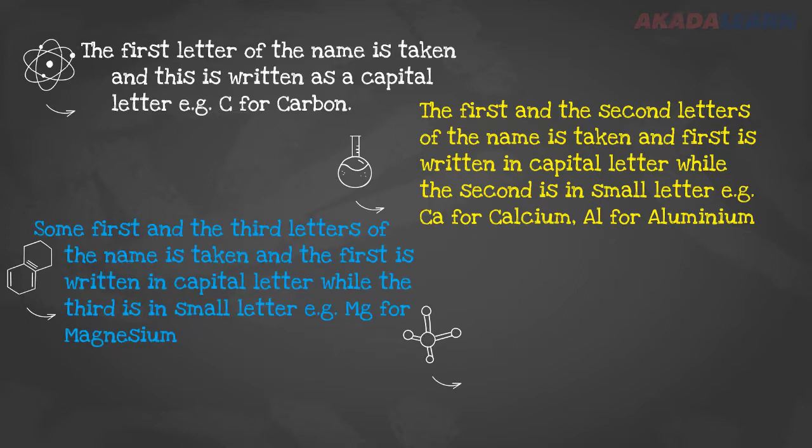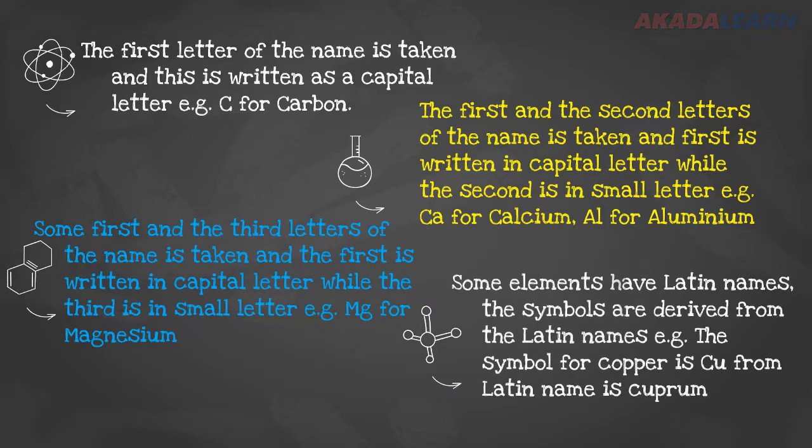Some first and the third letters of the name is taken, and the first is written in capital letters while the third is in small letters, e.g., Mg for magnesium. For some other ones, we use their Latin names. The symbols are derived from the Latin names of the elements, e.g., the symbol for copper is Cu from the Latin name cuprum.